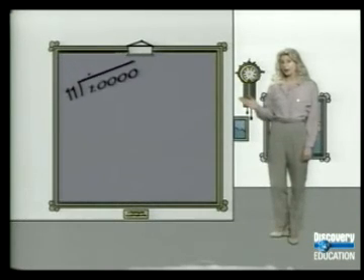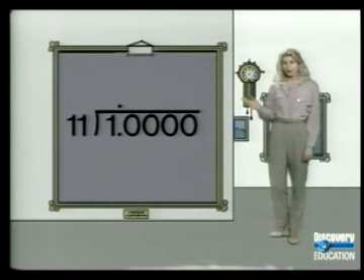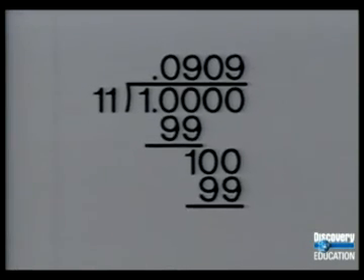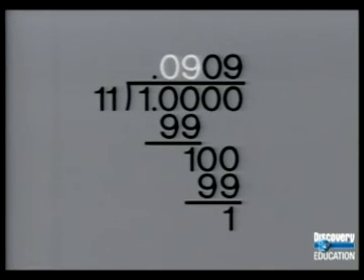Here's a different kind of repeating decimal. We'll divide 1 by 11 until we have 4 decimal places. 0, 9 is the part that repeats. So we draw one line over the first 0 and 9.